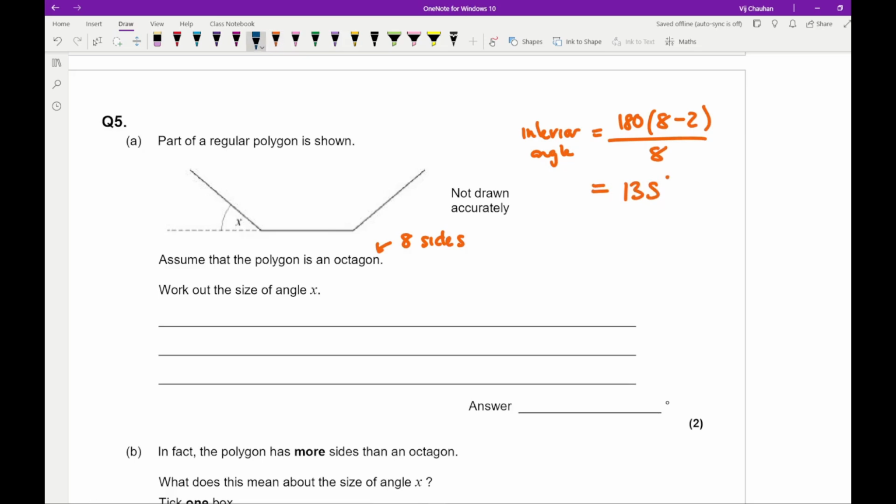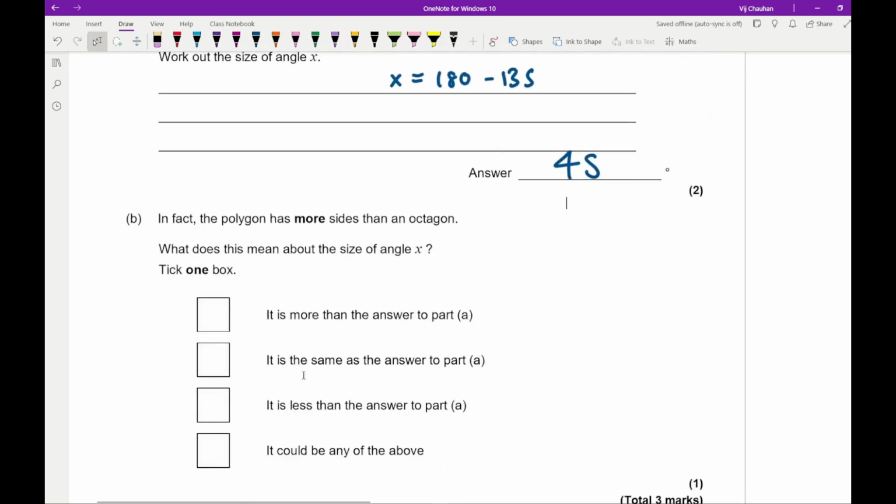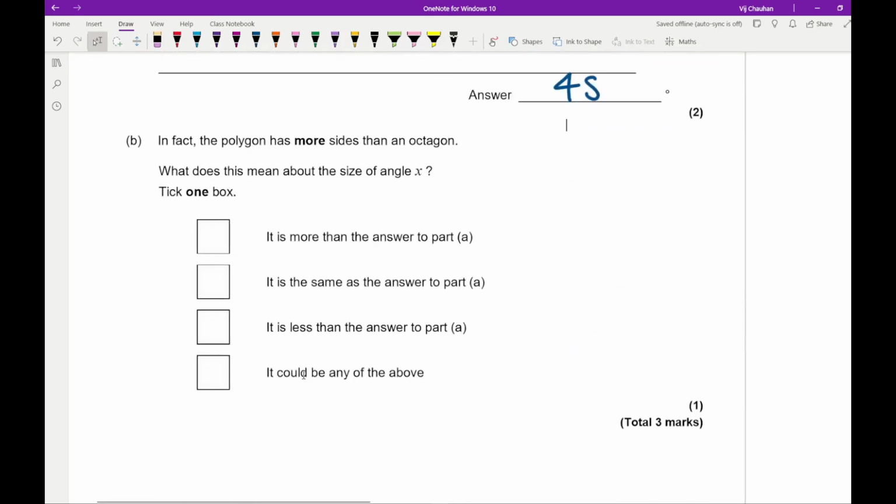So then from this, we now know that this is 135. So then to work out X, I've just got to take that away from 180, which gives me an answer of 45 degrees. It then says, in fact, the polygon has more sides than an octagon. What does this mean about the size of angle X?